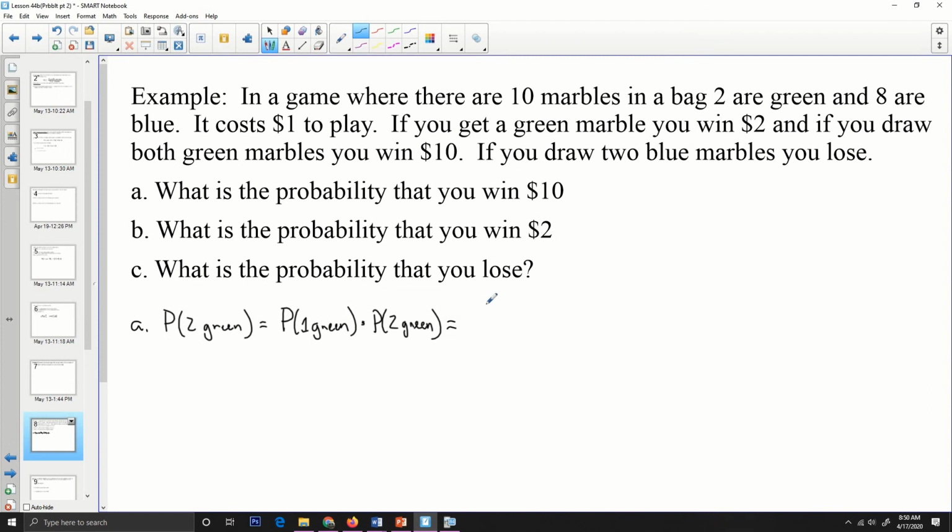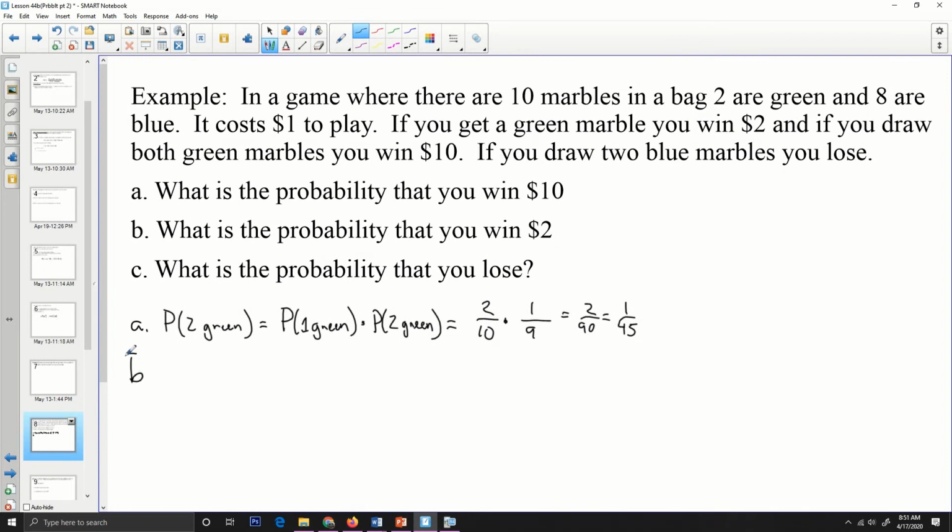So here there are 2 green marbles in the bag, and then there are 10 total. For the second draw, though, you've already taken out one of the green marbles, and there are only 9 marbles left. So the probability that you're going to draw 2 green is going to be 2 over 90, which is 1 over 45. So you've got a 1 in 45 chance of winning the $10.